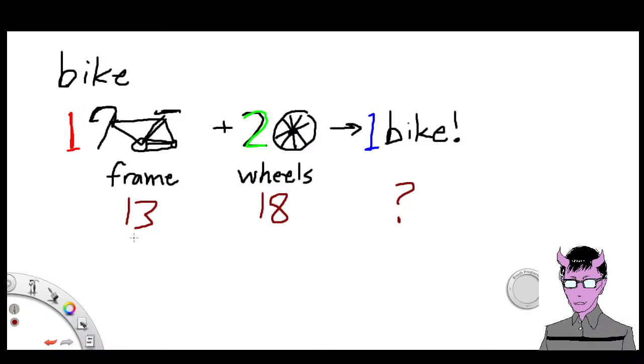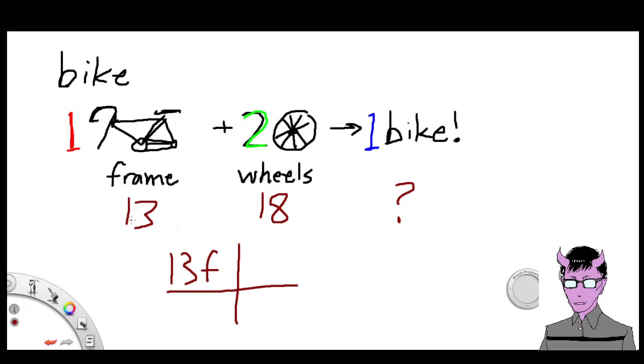Okay, so given that you have 13 frames and 18 wheels, how many bikes can you construct? So from experience, you may be able to already see that there aren't going to be enough wheels to use up all the frames, because you know the recipe is for every one of these you need 2 of those. So in order to use up all 13 frames, you times 2, which is going to be 26 wheels. We don't have 26. Okay, but showing our work, formalizing the work. So if you have 13 frames, how many wheels will be required?